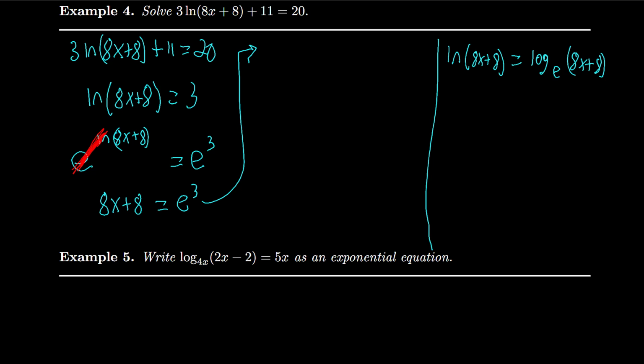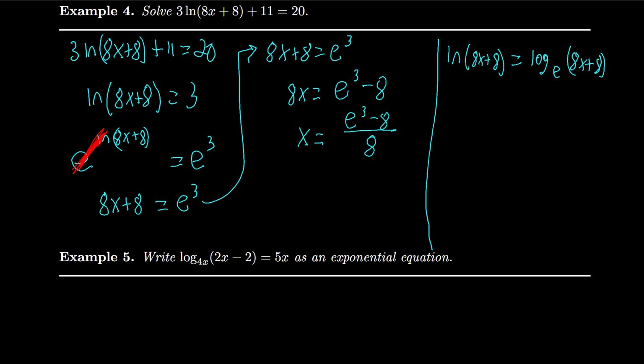Let's finish it out. So we've got 8x plus 8 equals e to the third. That's a transcendental number, just like pi. It's not going to combine with anything nicely. But we're going to subtract 8 and divide by 8. That's pretty clearly how we're going to finish this problem out. So we're going to get 8x equals e to the third minus 8. And then we'll finally finish with x equals e to the third minus 8 over 8. And that is the exact solution.